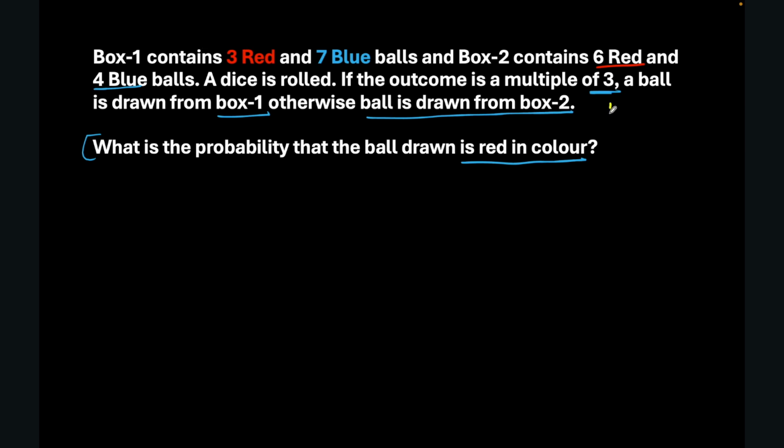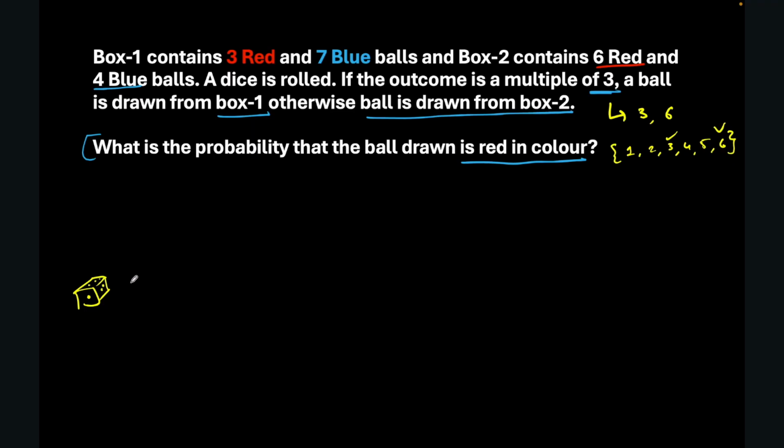So first of all, let's look at what the multiples of 3 are. Well, that's just 3 and 6, because our sample space is 1, 2, 3, 4, 5, and 6. When you roll a dice, you have 6 different options. Out of them, only 3 and 6 are multiples of 3. So let's say we roll the dice. I'm going to draw my dice here like this.